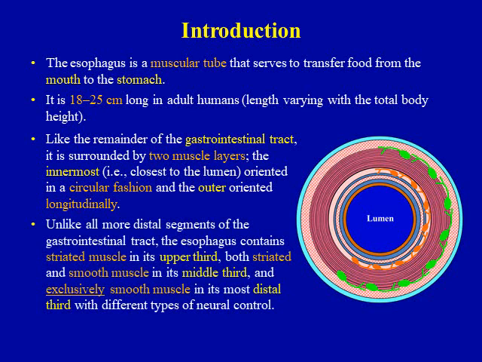Unlike all more distal segments of the gastrointestinal tract, the esophagus has a unique type of muscles in its muscularis externa. The uppermost part is composed of striated muscles. The lower third is composed exclusively of smooth muscles, and the middle third is a mixture of striated muscles and smooth muscles, and these different thirds of the esophagus have different patterns of innervation, especially in terms of motor innervation.